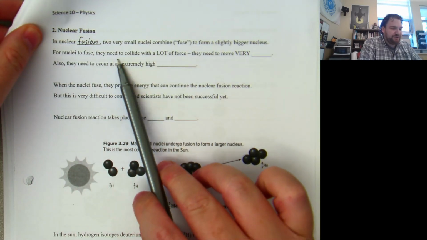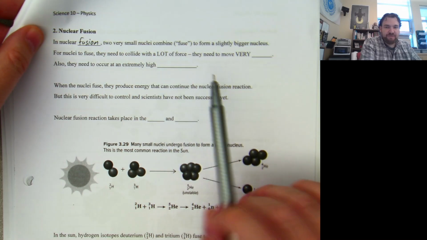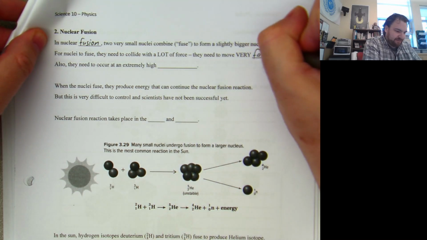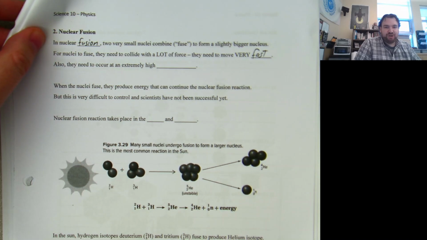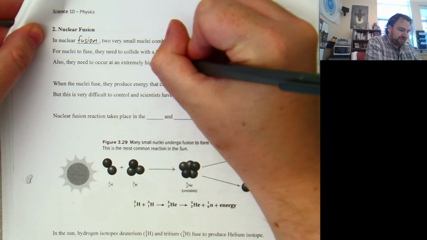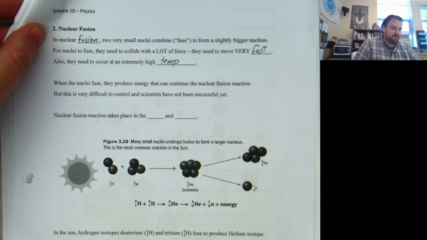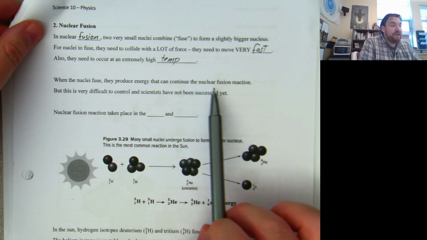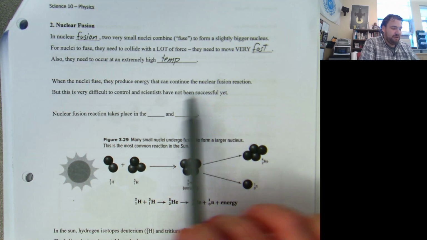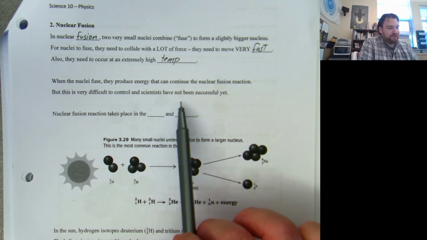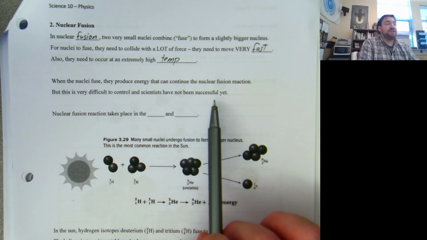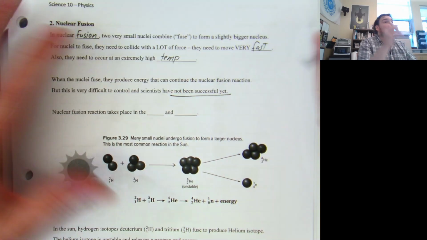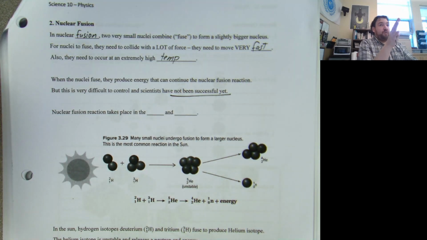For nuclei to fuse, they need to collide with a lot of force. They need to move very, very fast. This also needs to occur at extremely high temperatures. When the nuclei fuse, they produce energy that can continue the fusion reaction. But this is difficult to control, and we have currently not been able to successfully do this. When we say not been successful, we can control it. We know how to control a fusion reaction.